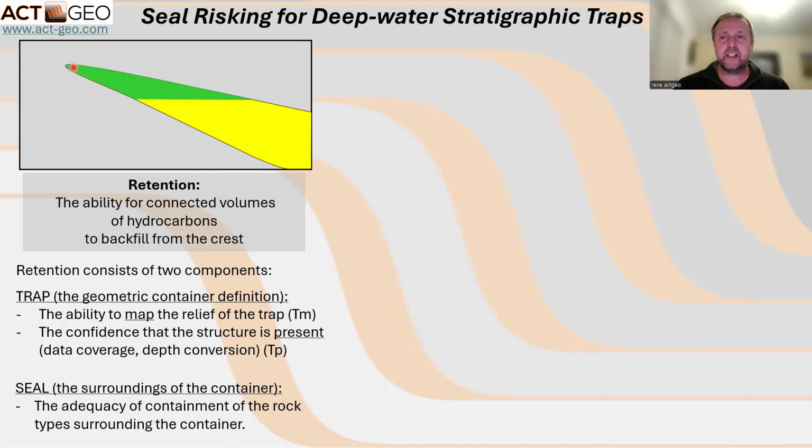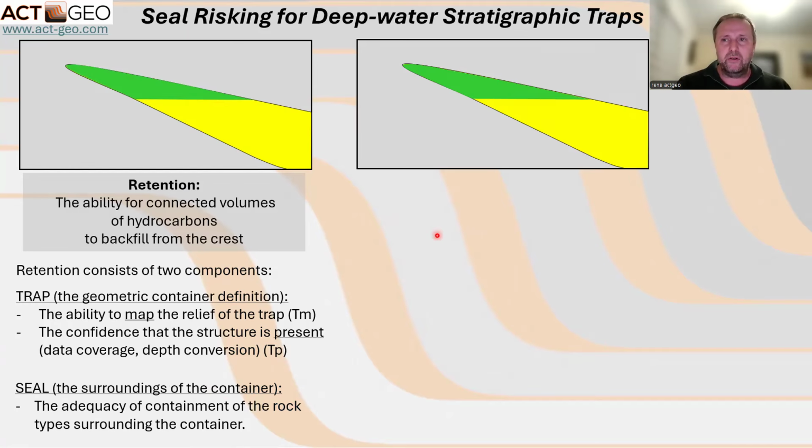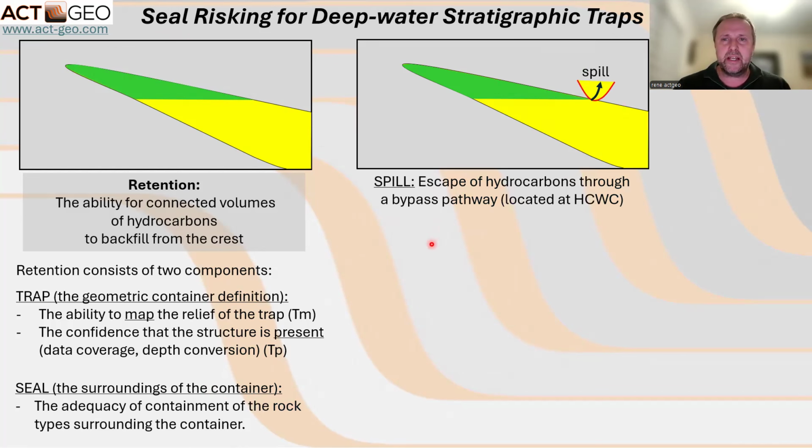But the component of retention that is the key risk factor is seal. It's the rocks that surround the container. So seal, and when something fails for seal, it does it by one of two ways. And again, I use these words very consistently, and therefore I need to apply a definition. There's spill. Spill is the escape of hydrocarbons through a bypass pathway. And that bypass pathway, by definition, is the hydrocarbon-water contact.